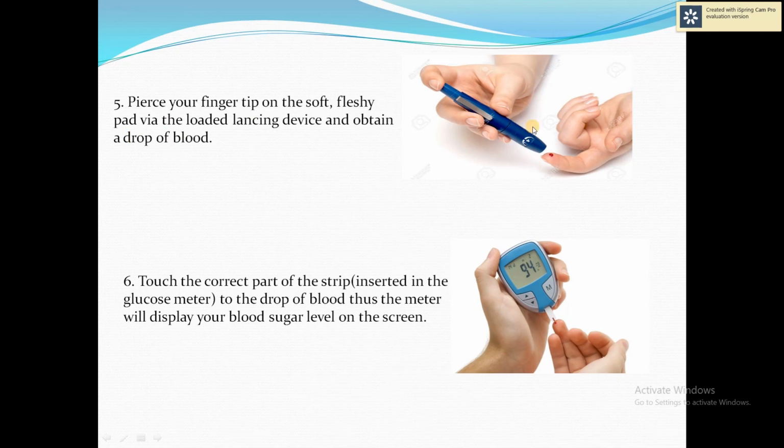As soon as you obtain a drop of blood, touch the correct part of the strip to the drop of blood. Thus, the meter will display your blood sugar level on the screen. This is how simple it is, and blood sugar level can of course be measured at home.